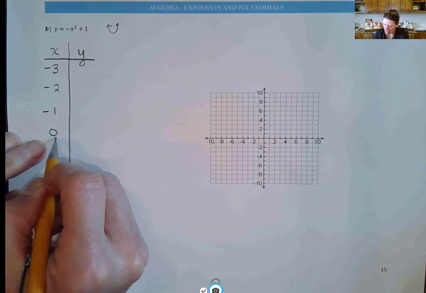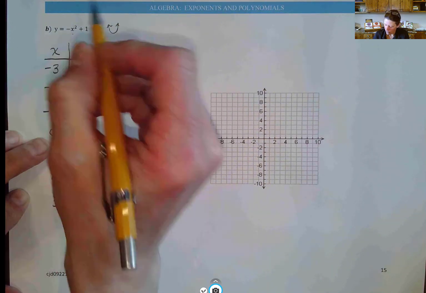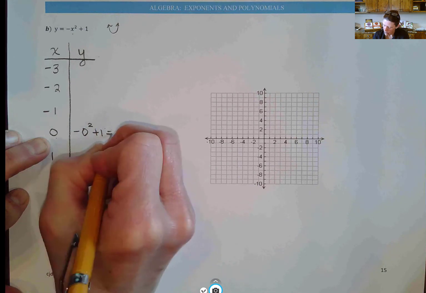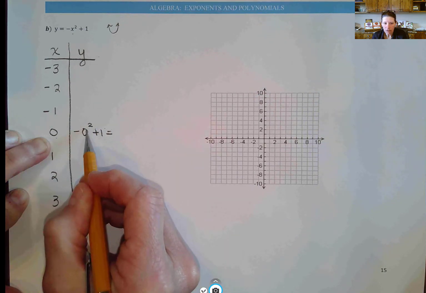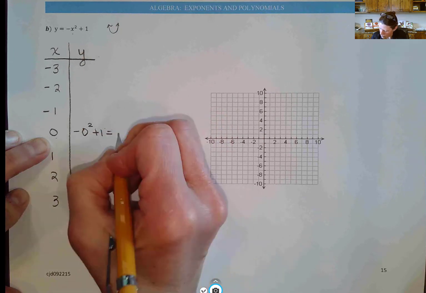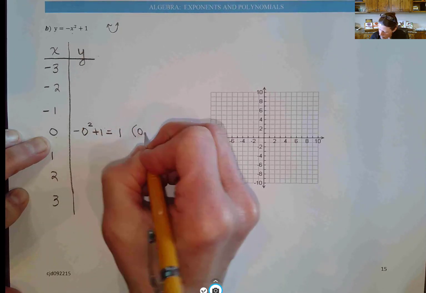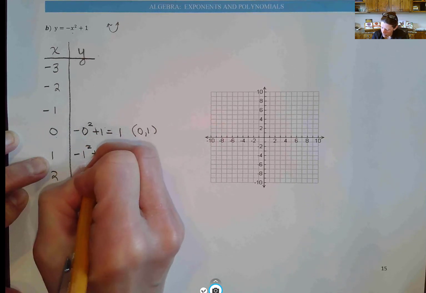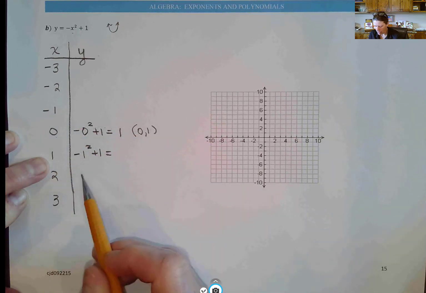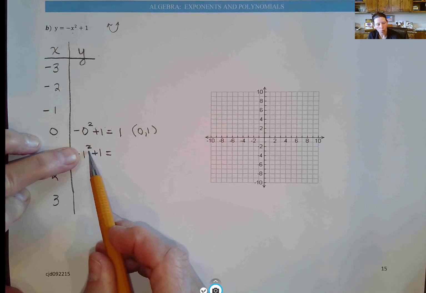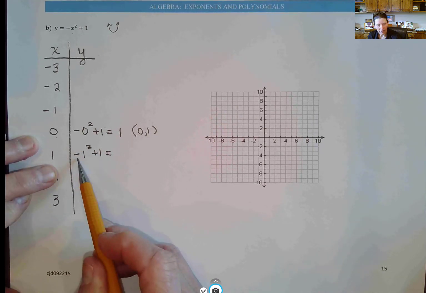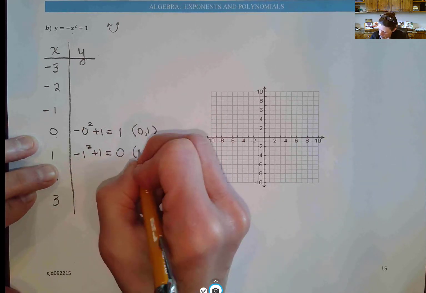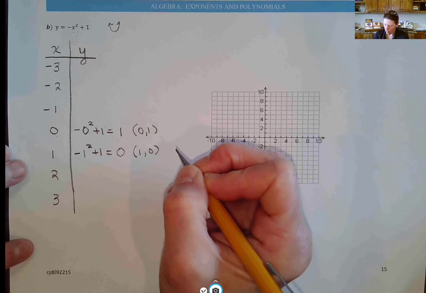Okay. Again, I'm going to start with 0. Substituting 0 for x. That's the negative of 0 squared plus 1. 0 squared is 0, change the sign, it's 0, plus 1 is 1. So we've generated the point 0, 1. The negative of 1 squared plus 1, just be careful here with your signs, okay? That's a 1 squared, or 1. Change the sign to negative. Negative 1 plus 1 is 0, generating the ordered pair 1, 0.